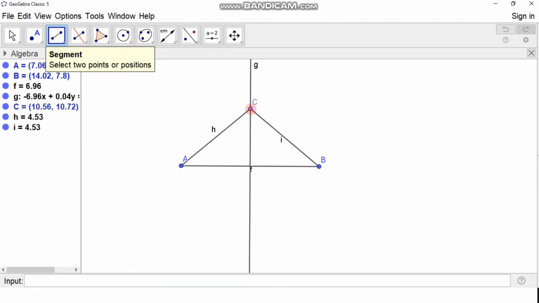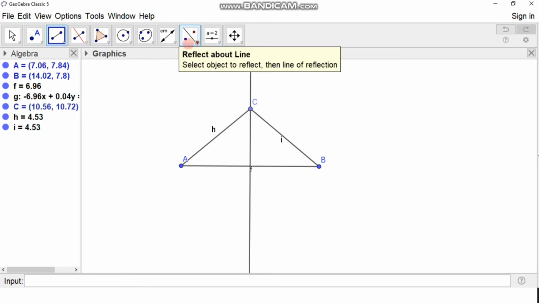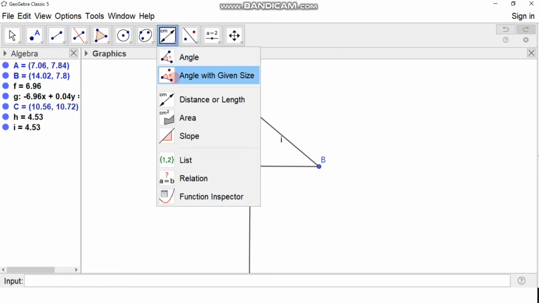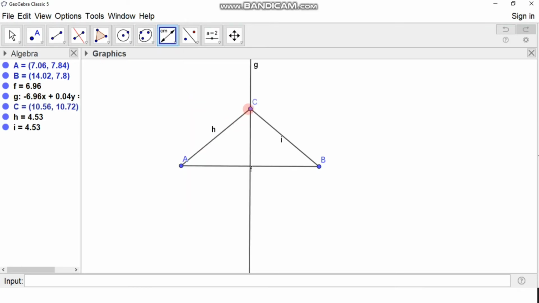We have to verify that point C is equidistant from both these two points. That means we have to verify whether the distance of point C from A and from B are equal or not. So for that, we have to measure both the distances. To measure it, we have here one icon, distance or length. So click on that. Firstly, we'll measure the distance CA. So for that, click on point A and point C. We get here the distance AC as 4.53.